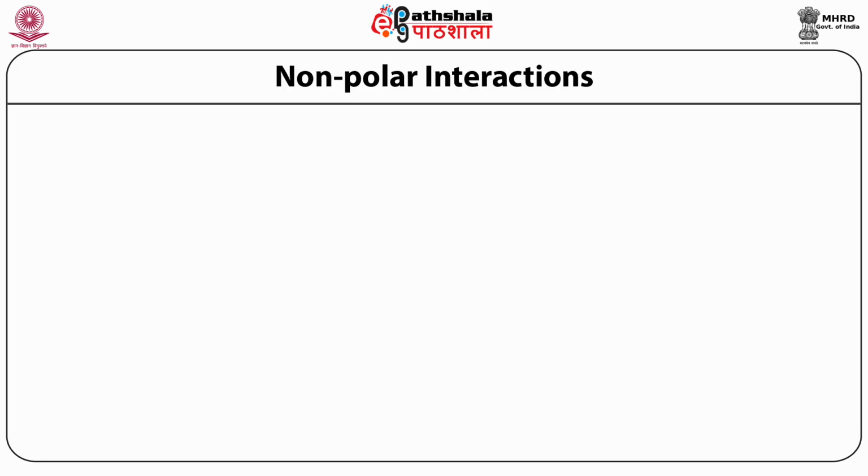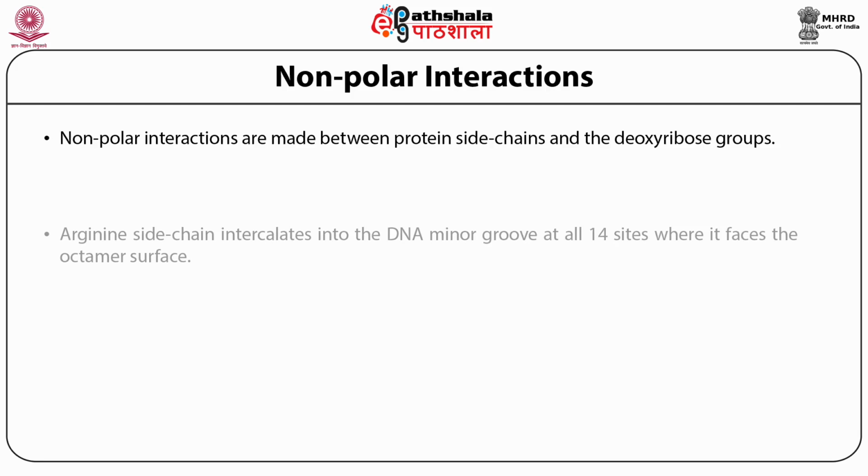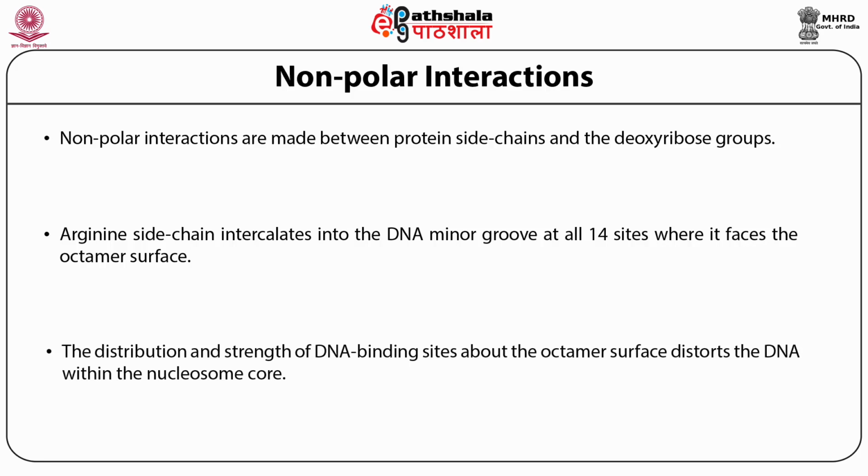Non-polar interactions. Non-polar interactions are made between protein side chains and deoxyribose groups. Arginine side chain intercalates into the DNA minor groove at all 14 sites where it faces the octamer surface. The distribution and strength of DNA binding sites about the octamer surface distorts the DNA within the nucleosome core.